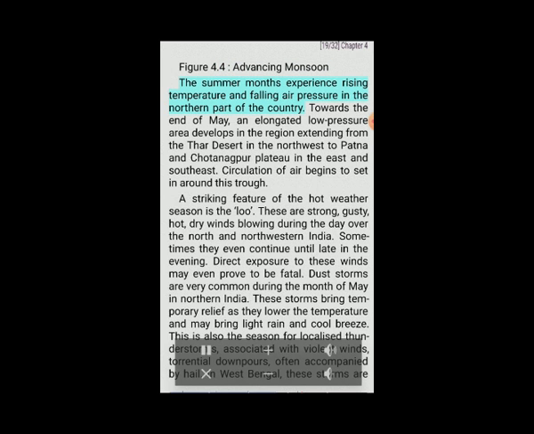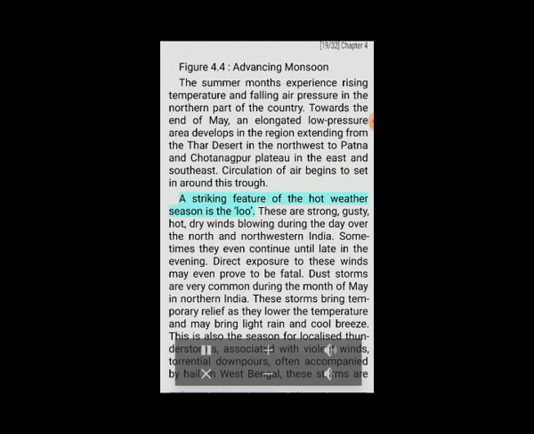The summer months experience rising temperature and falling air pressure in the northern part of the country. Towards the end of May, an elongated low-pressure area develops in the region extending from the Thar Desert in the northwest to Patna and Chotanagpur Plateau in the east and southeast. Circulation of air begins to set in around this trough.